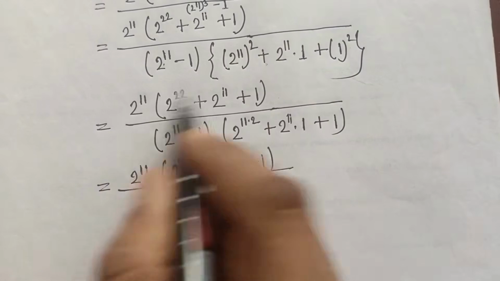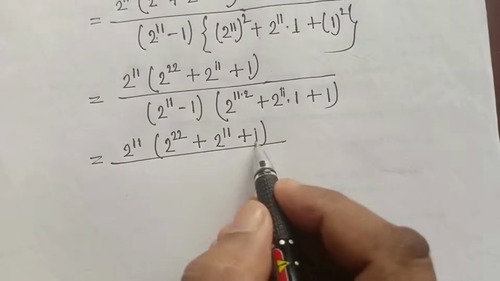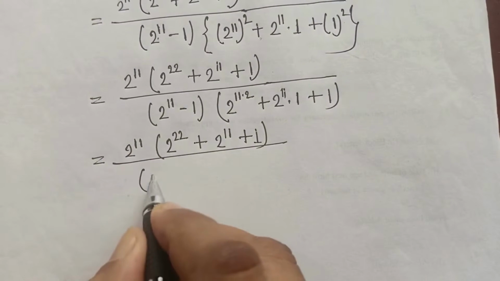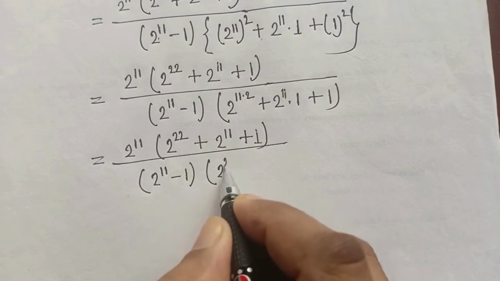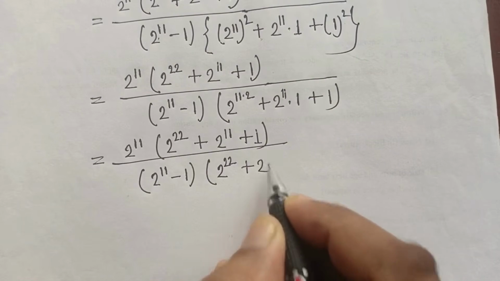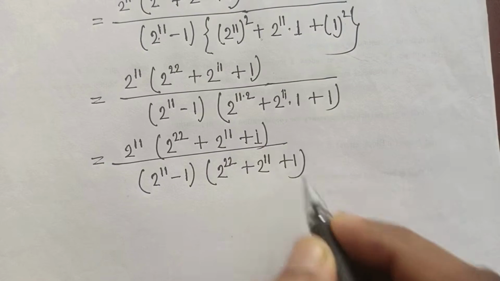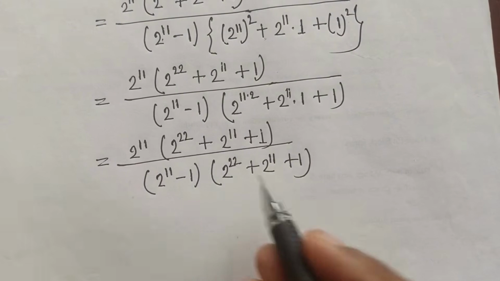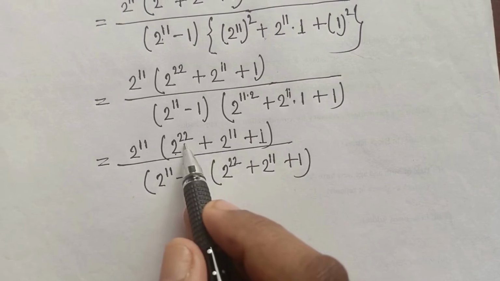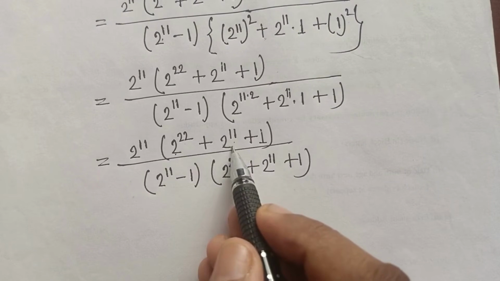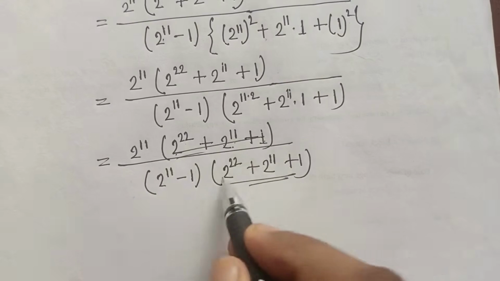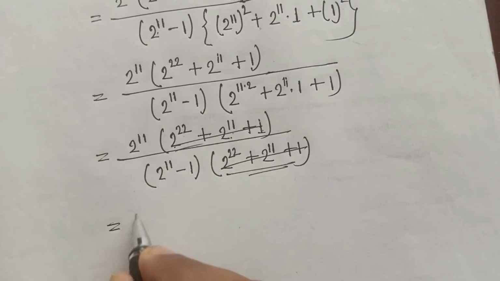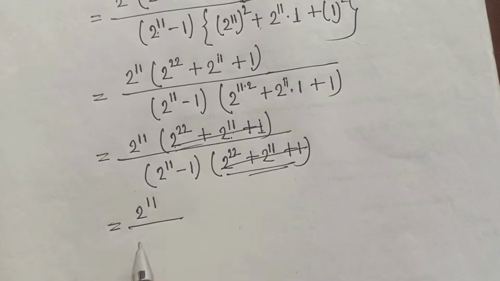So the above part will remain the same for the fifth step. So now we can write 2 to the power 11 minus 1, and that will be 2 to the power 22 plus 2 to the power 11 plus 1. So we are getting the same part here, that 2 to the power 22 plus 2 to the power 11 plus 1, and here the same. So this part will be cancelled out. So we get the value 2 to the power 11 by 2 to the power 11 minus 1.